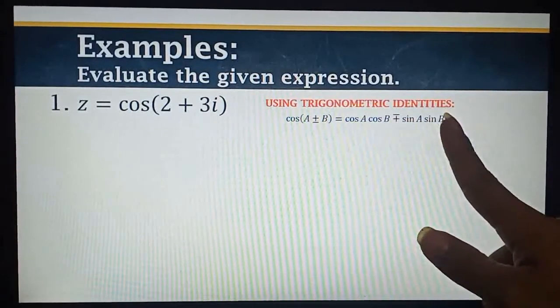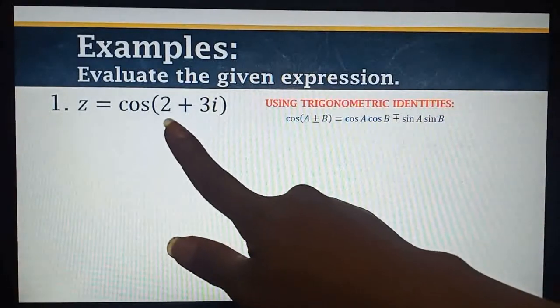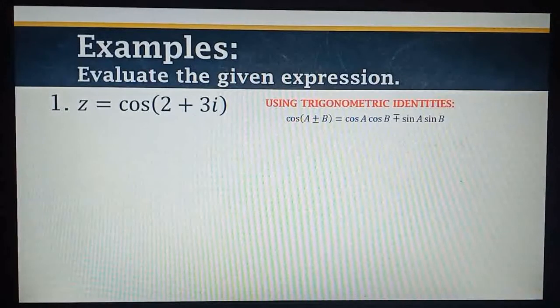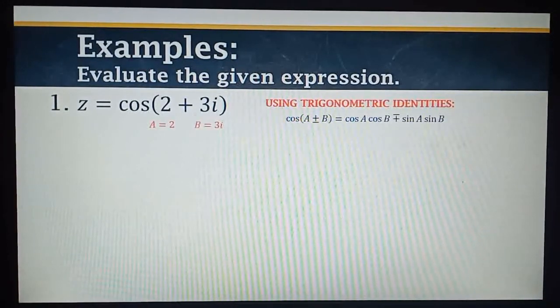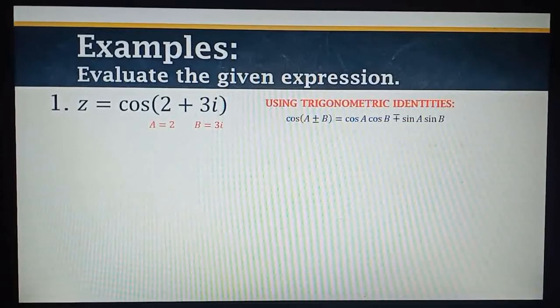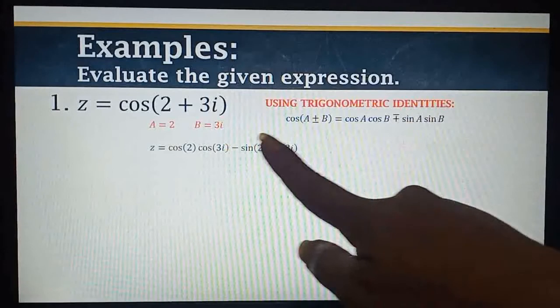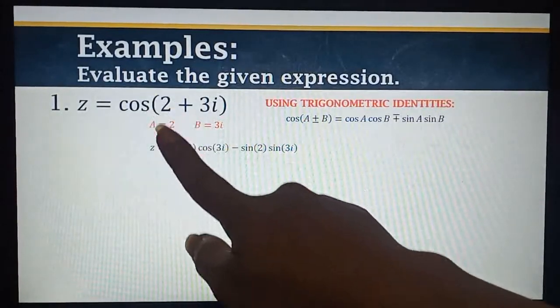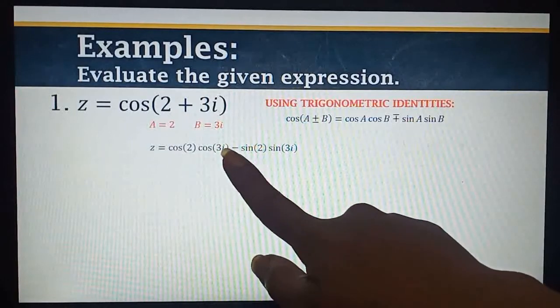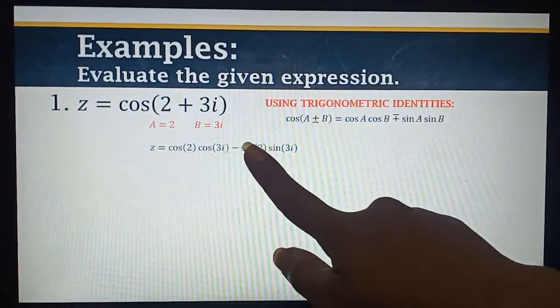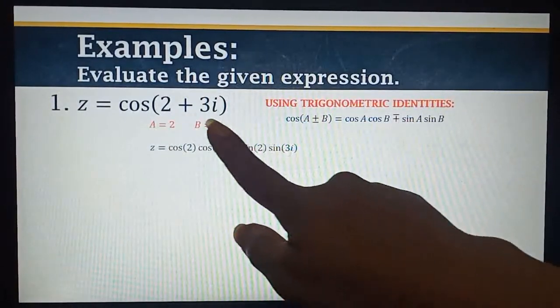Then the sine of a and sine of b. I-apply ngayon natin to dun sa cosine of 2 plus 3i wherein a is equal to 2, then our b is equal to 3i. So, gagamitin natin yung formula. You will now have cosine of a, which is 2, cosine of b, which is 3i. Since this is positive, it will be negative. Then sine of a, then sine of b.